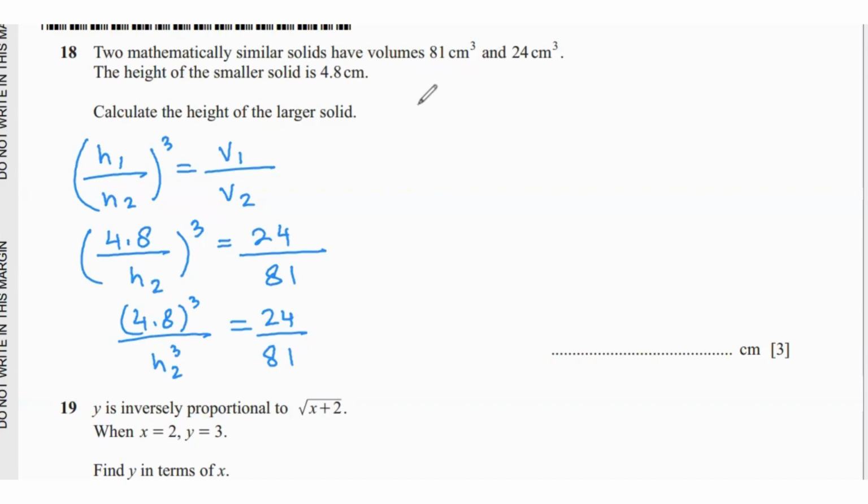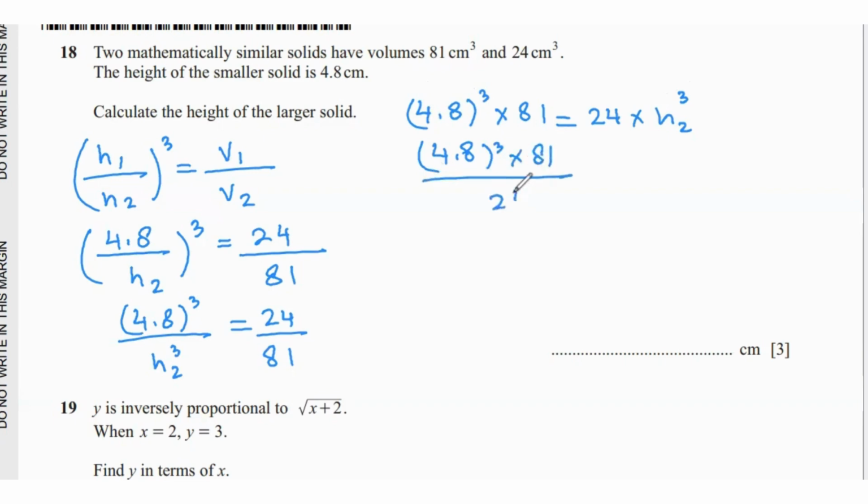So 4.8 cubed times 81, cross multiply, equals 24 times H2 cubed. So 4.8 cubed times 81 divided by 24, whole cube root, equals H2. So we're doing everything in one step. And that leaves us with 7.2 centimeters as the height of the larger solid.